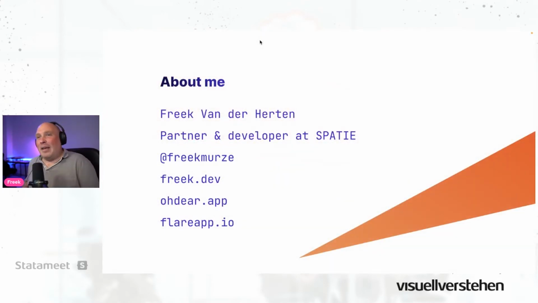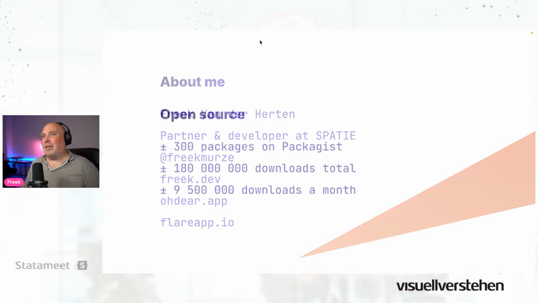I'm Freek. I'm a partner and a developer at a Belgian company called Spatie. I'm active on Twitter. My handle is Freek Meurze. I have a blog where I talk about PHP and Laravel development. I've built an uptime tracker called Oh Dear, and this one doesn't only check your homepage, but it will actually crawl your entire website, and it will send you a notification when any of the links is down. And together with my team, I've also launched Flare, which is an exception tracker specifically built for Laravel applications.